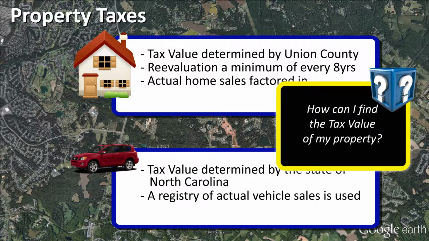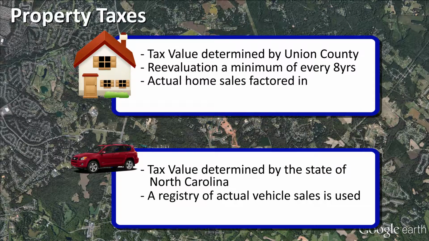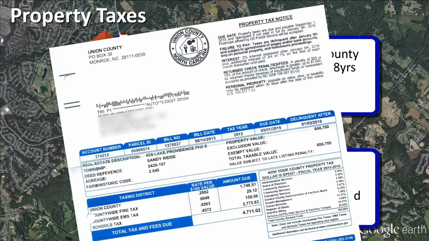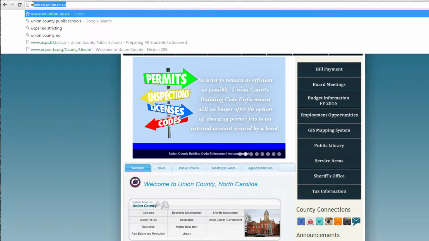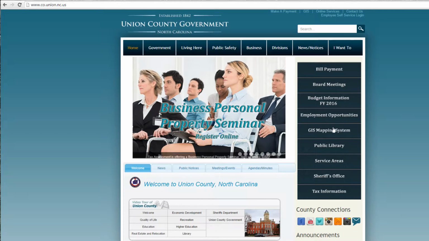Well, I'm glad you asked. There's several ways to find the taxable value of your home and land. One way is to look on your Union County property tax notice in the upper right corner. A second way is to use the Union County GIS Go Maps 4.0. You can find this on the Union County website.